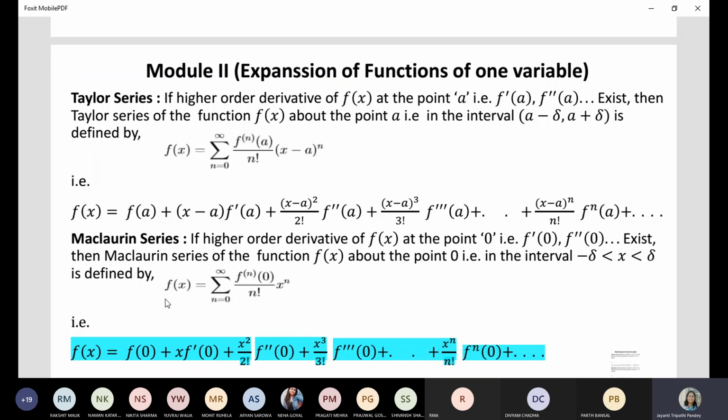Now the next series is Maclaurin series. And how do you get Maclaurin series? The moment you put a equals to 0, then the series that is generated is known as Maclaurin series. So you can assume that Maclaurin series is a special case of Taylor series where a is equal to 0. Is it fine?